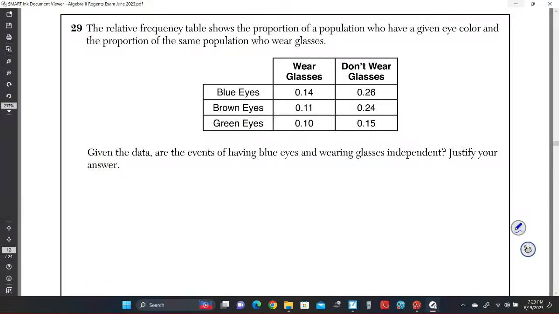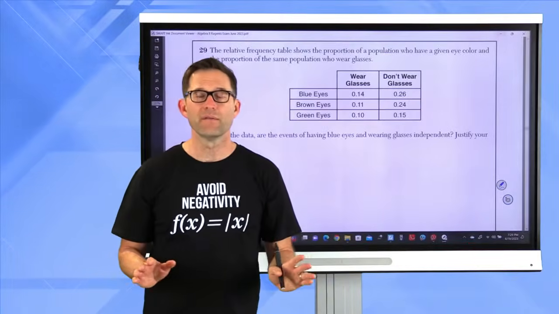The relative frequency table shows the proportion of a population who have a given eye color and the proportion of the same population who wear glasses. Given the data, are the events of having blue eyes and wearing glasses independent? Justify your answer.